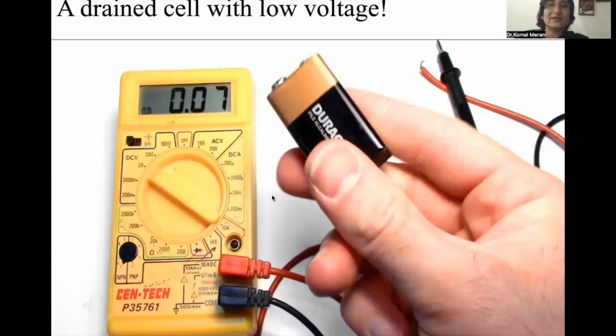Similarly, if the same device is connected to a cell which is being used for quite some time, it is showing that the cell is drained. It is showing 0.07. The voltage is decreasing. And finally, when it becomes 0, the cell will be of no use. There will be no potential difference. And if there is no potential difference, the current will not flow.